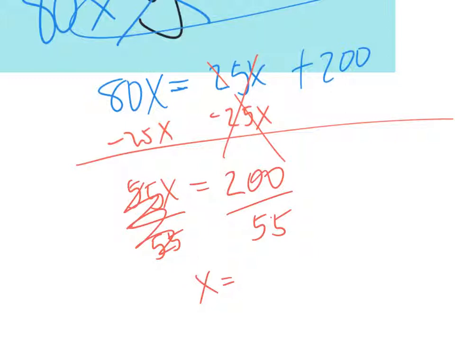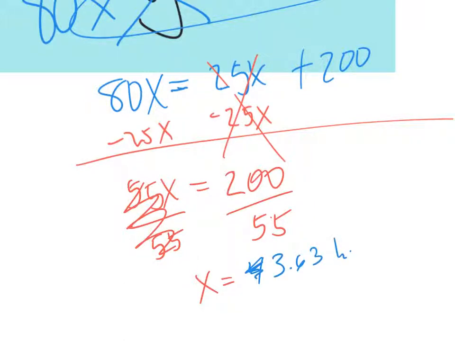It's not a nice number. If I had to estimate it, would you agree that 200 divided by 50, which would be about 4, would be a pretty close estimate? Okay, so what was the actual answer? 3.63. Estimates are good, though, to get an idea. 3.6 and 4 is not too far apart.